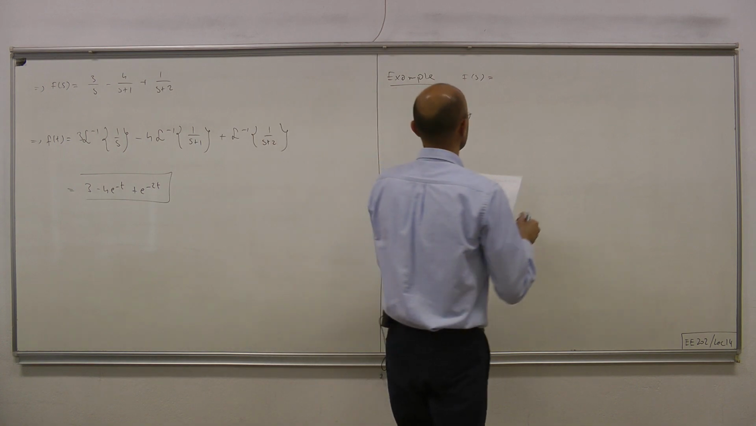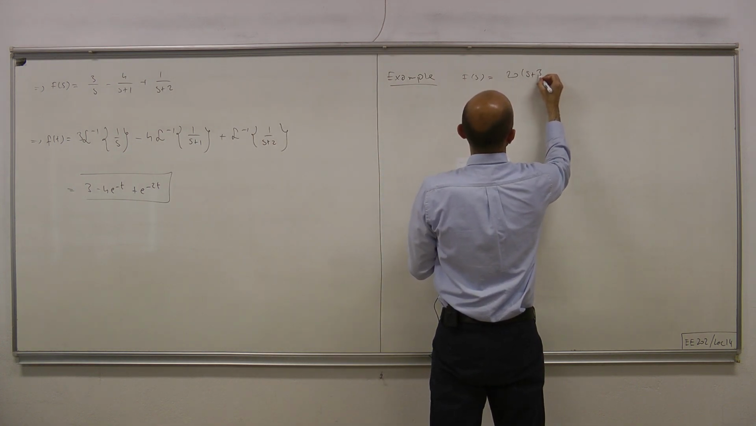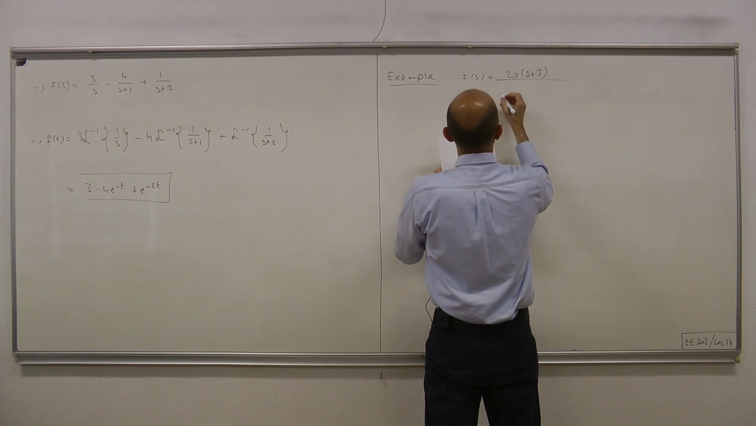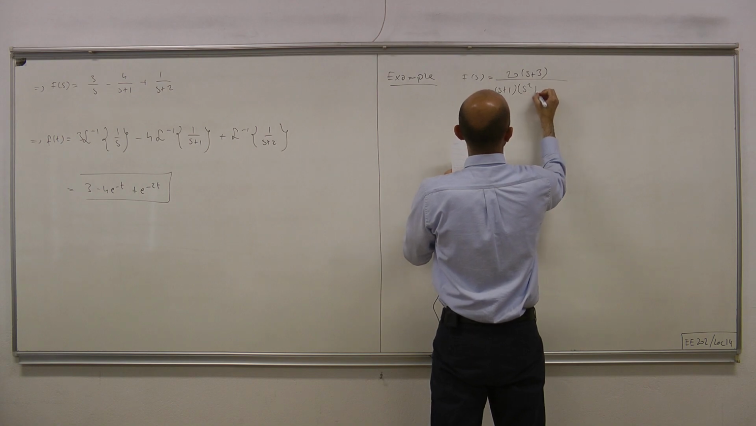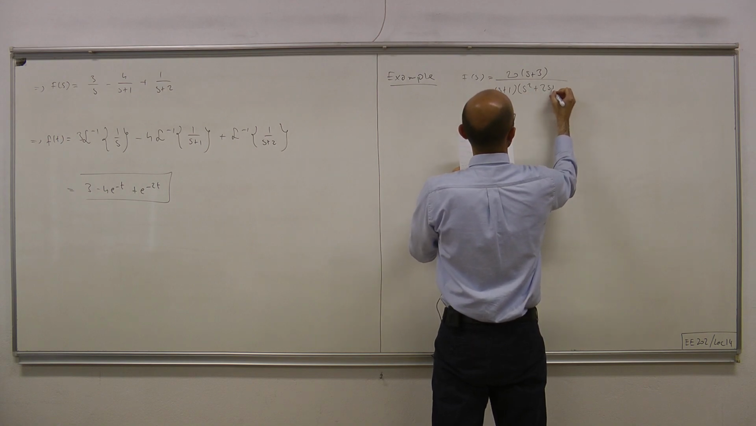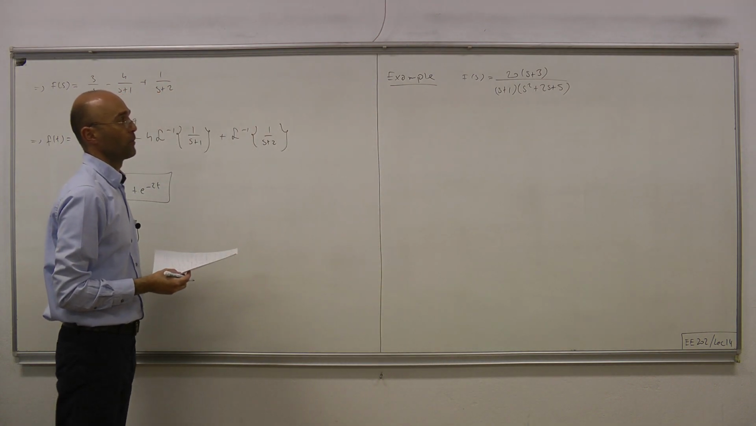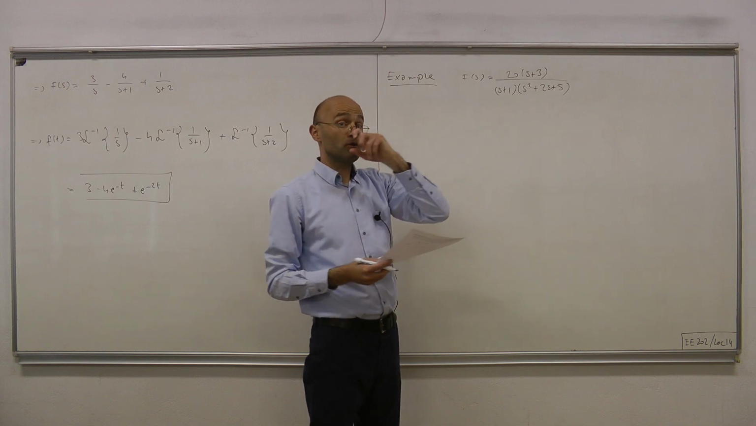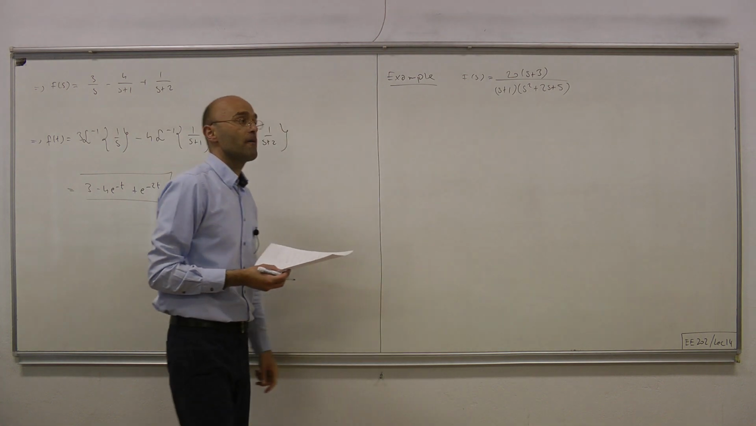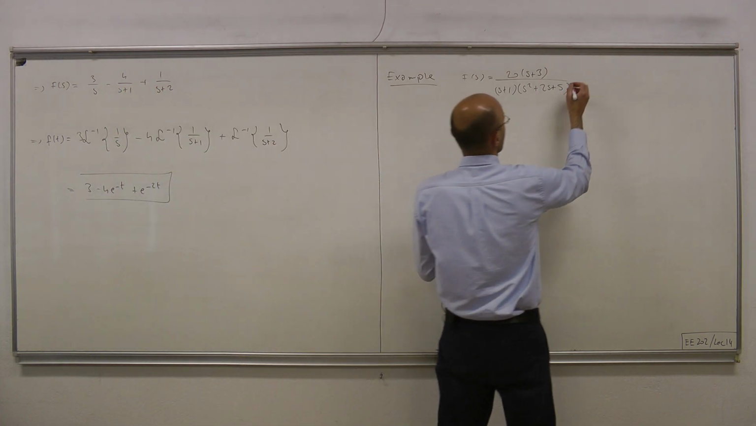Okay, F of s equals (20s plus 3) over (s plus 1) times the second order term, s squared plus 2s plus 5. Now, here we have a second order polynomial, and it will have two roots. It turns out that those roots are complex. It's not difficult to see that.